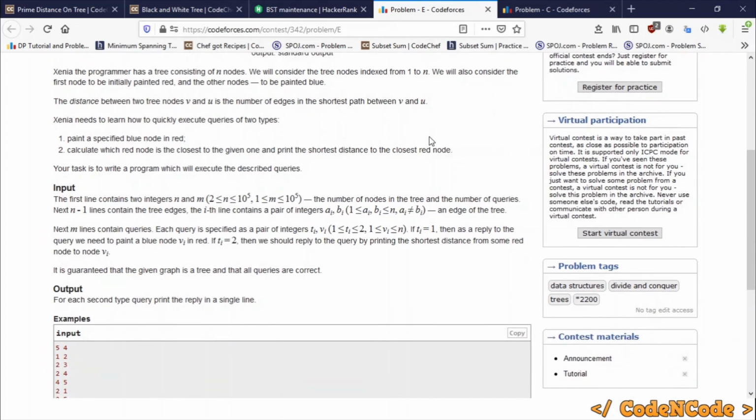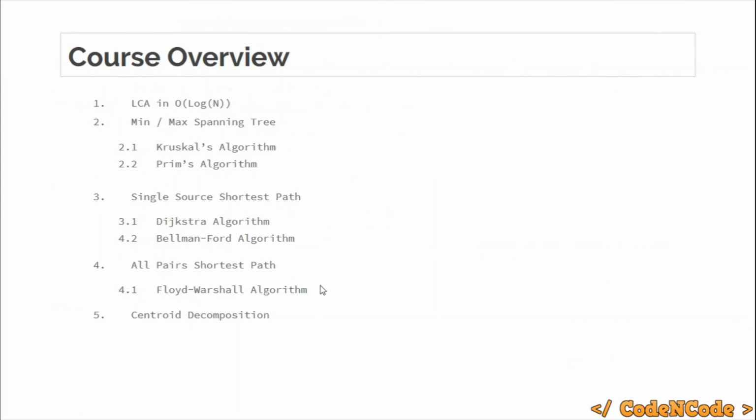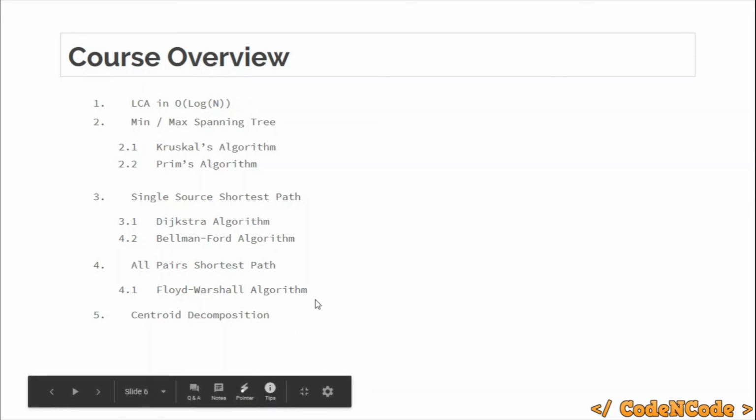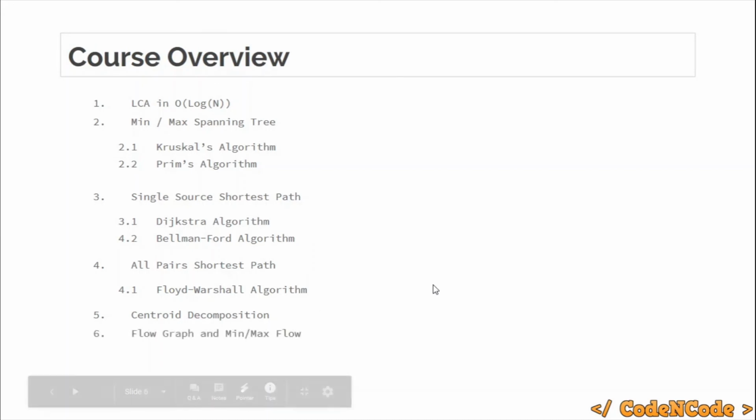But that's my opinion. So these are the problems that you can solve once you have mastered, or at least have basic knowledge and understanding of centroid decomposition. We'll be solving all those problems that I have shown you. After that, we'll be going for flow graph and min-max flow.